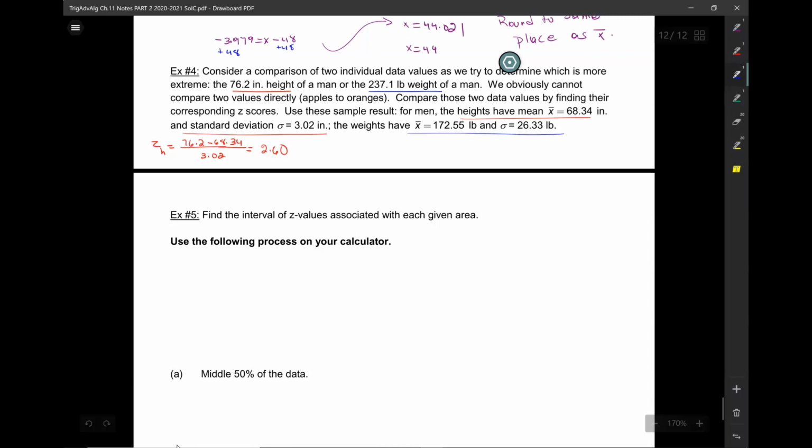This one, z of the weight, is the x value minus the mean, 172.55, over 26.33, which is 2.45. All right, so which one is the more extreme value? The height, because it's farther from the mean than the weight.